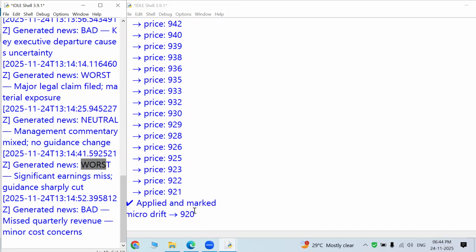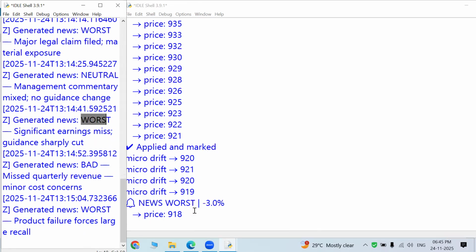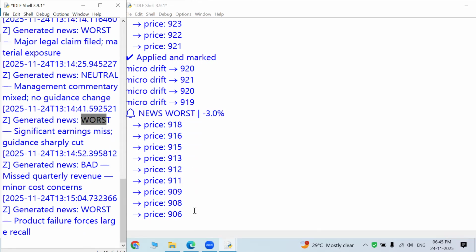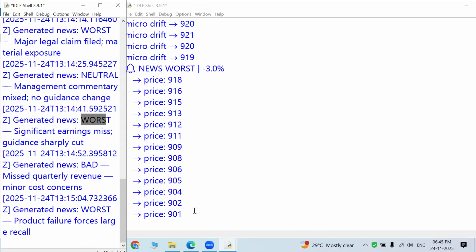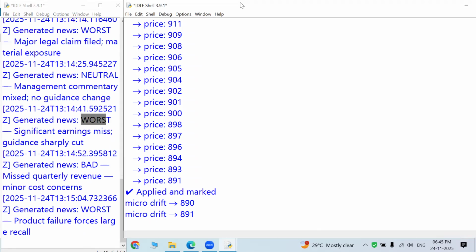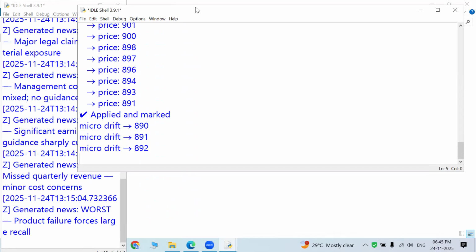The bad news has come again. The market is going to behave on the bad news for sure. Even in the actual market, it takes 10 to 15 seconds to react, and in our simulation also, it is taking 10 to 15 seconds to react to the bad news or good news. See, worse news has come and the market behaved 3% down in the price. Okay, now this price is continuously flowing up and down.